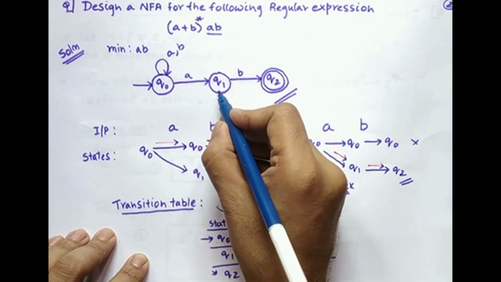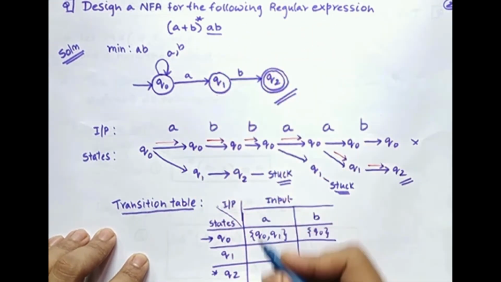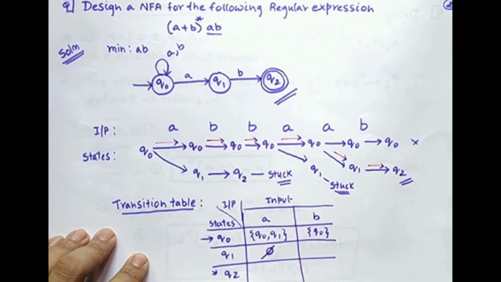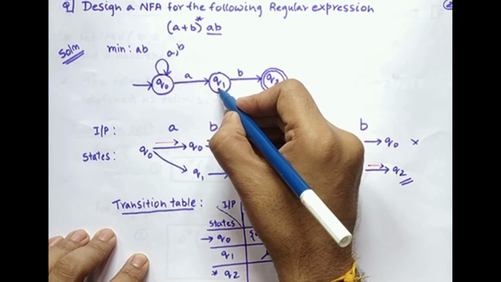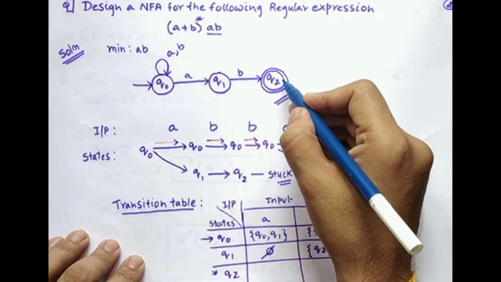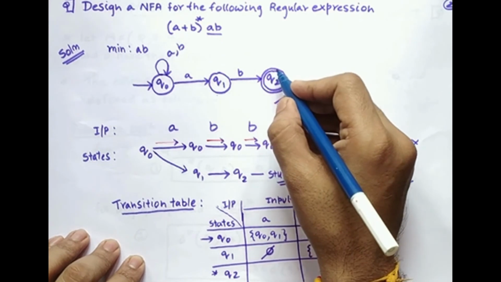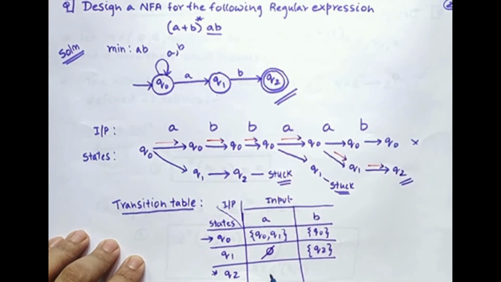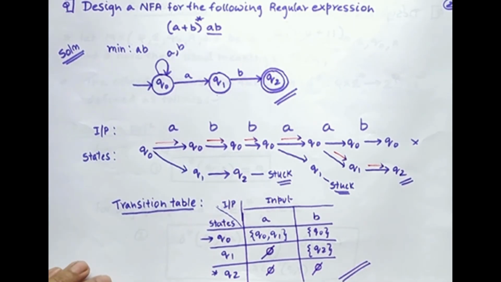Now from Q1 on reading A, there is no transition. So when there is no transition, I will write null, phi. From Q1 on reading B, it goes to only one state, that is Q2. Similarly, from Q2, there is no transition defined on reading A as well as B. So here it will be null and here also it will be null. So this is how we draw an NFA.